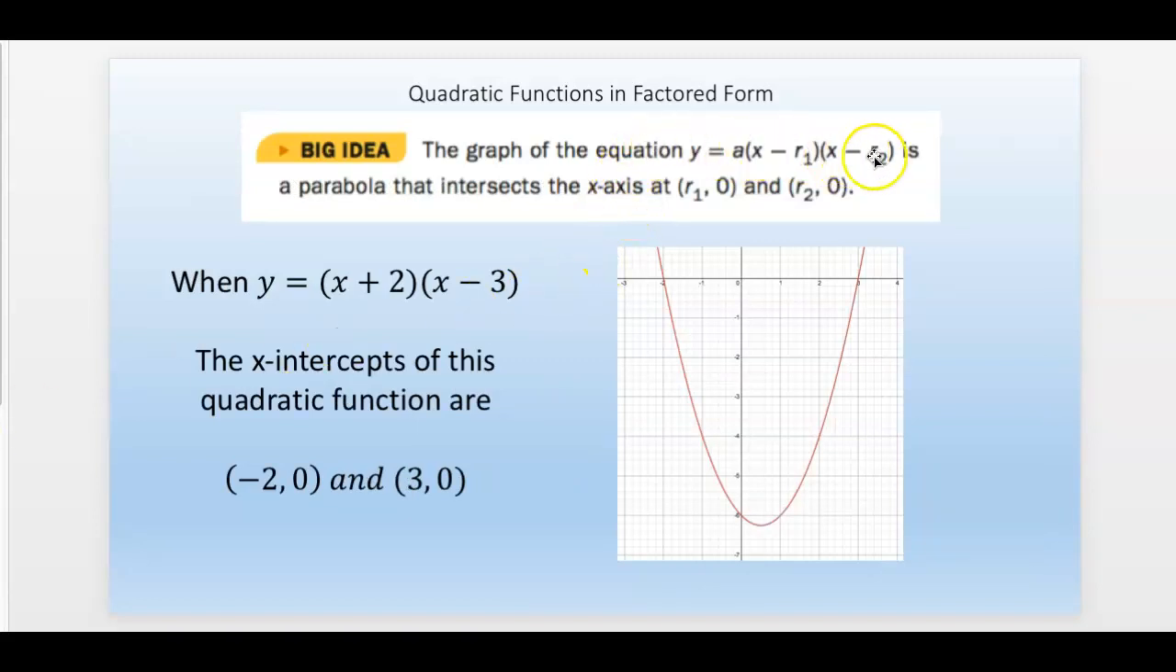The graph of an equation in factored form is a parabola that intersects the x-axis at R1 and R2. Sometimes we call this r and s. As an example, when it says x plus 2, x minus 3, it goes through at -2 and 3. I put this in Desmos, and that's what I got.